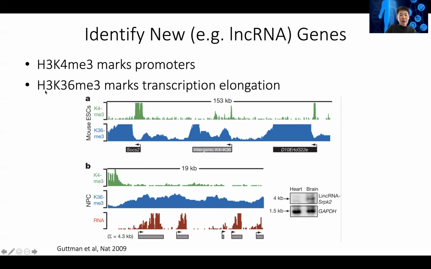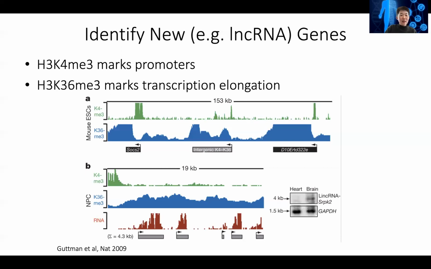Another mark, as we mentioned, is the H3K36 trimethylation mark, which tells us the polymerase is elongating along this region and is marking the gene body, especially the exons. And so this is a seminal paper from Bing Ren's group in 2009, where they used existing histone marks to look at novel genes in the embryonic stem cell.